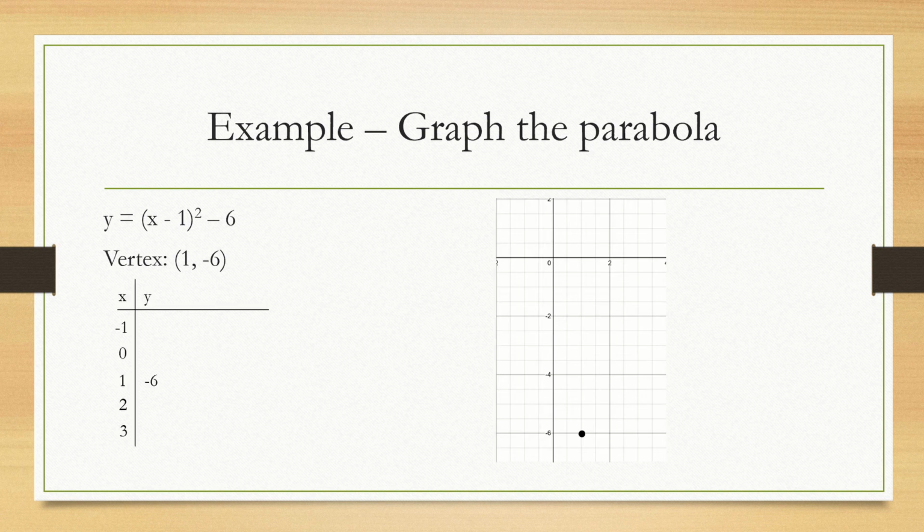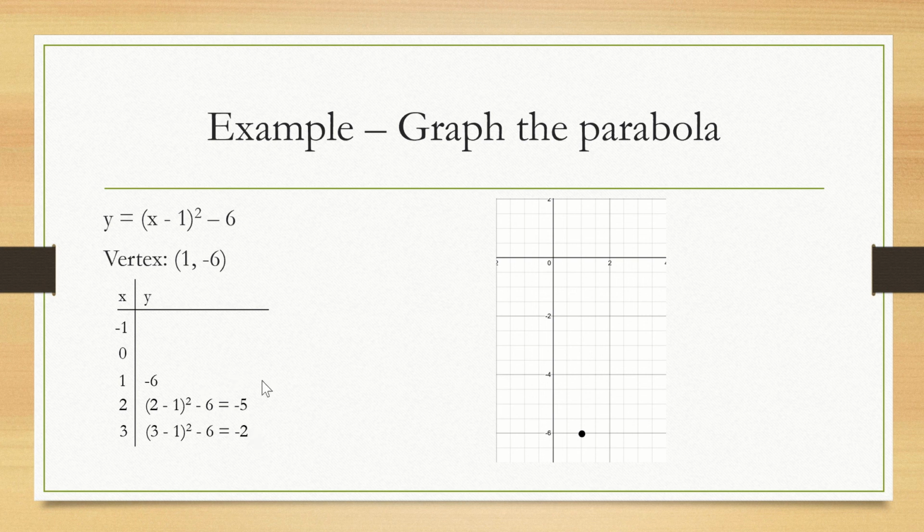Then we can have our table right here. Notice that the vertex is in the middle at (1, negative 6). And here we have our consecutive values, okay? So we can either plug in 0, negative 1, or 2 and 3. I'm going to plug in 2 and 3 into the equation right here, okay? So we have (2 minus 1) squared minus 6. So we can do PEMDAS: parentheses, exponent, and then subtract. So those values are going to be negative 5 and negative 2, okay?